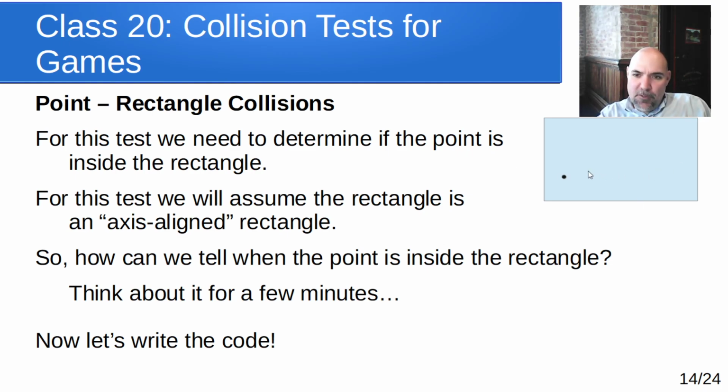So here's a rectangle. Is that point inside of it? Well, how can we tell? I'll pause here and let you think about it for a couple minutes, and then we'll write the code. So if the x coordinate of this point is between the left side of this rectangle and the right side, and the y coordinate is below the top but above the bottom, if those four conditions are met, then that point has to be inside of that rectangle.